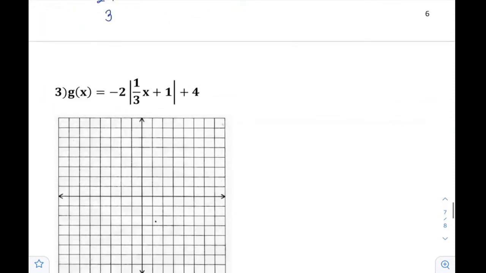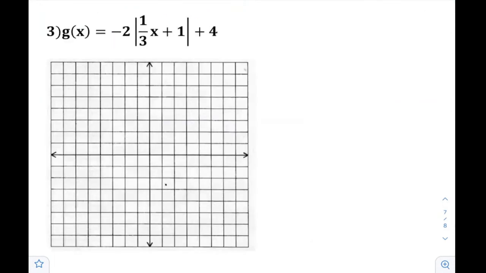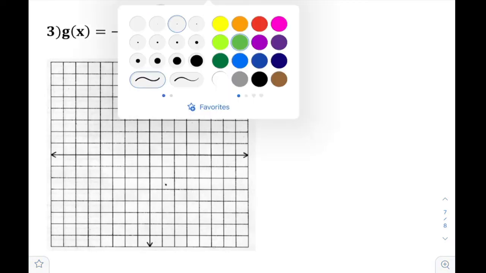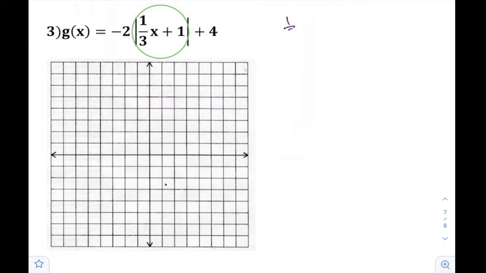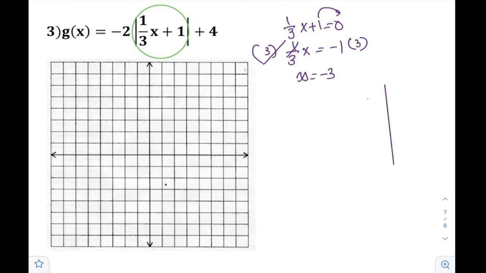Okay, here it's a little bit more difficult question. How can I graph it? Also, I need to know the point, which is the vertex that is assigned here, and I will set 1 over 3x plus 1 equals to 0. So 1 over 3x is minus 1. Multiply both sides by 3 to solve this equation, so x is minus 3. So my table should include the minus 3.